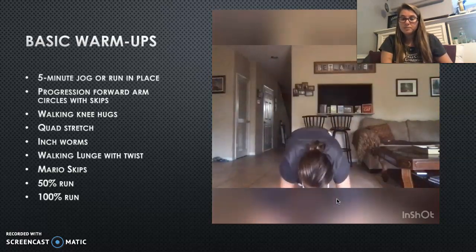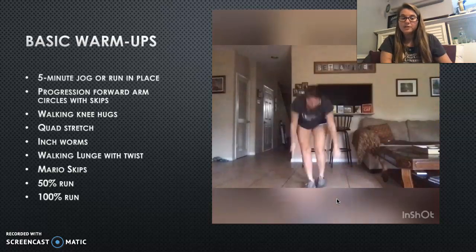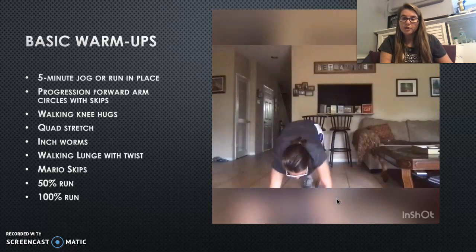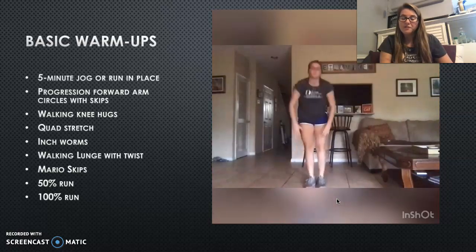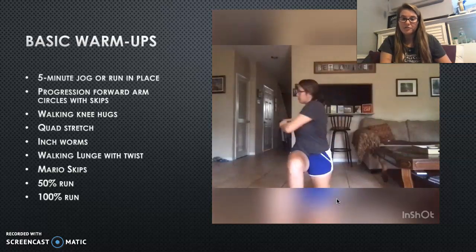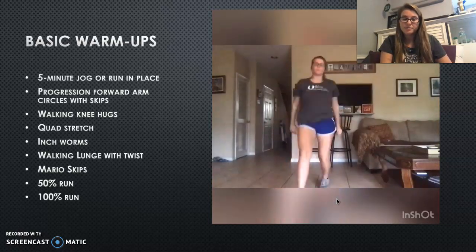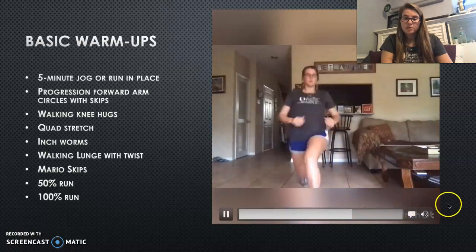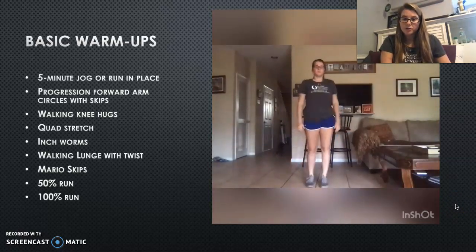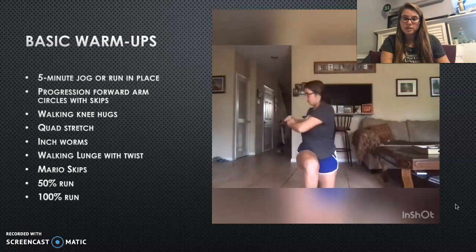Mario skips, and to help with the jumping motions that they do during the sport, and then a 50% run and then a 100% run to finish it off. Doing this dynamic warm-up will help them prepare for the sport to prevent injuries from occurring.